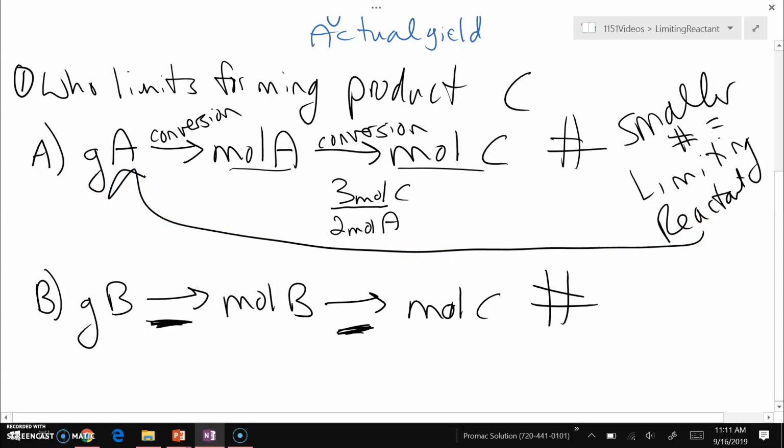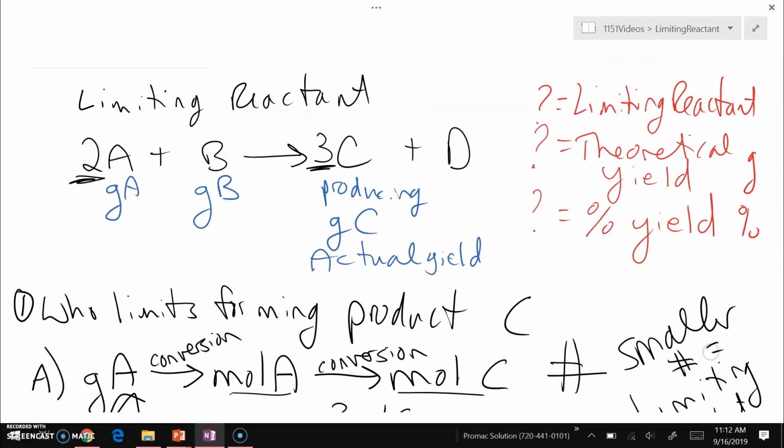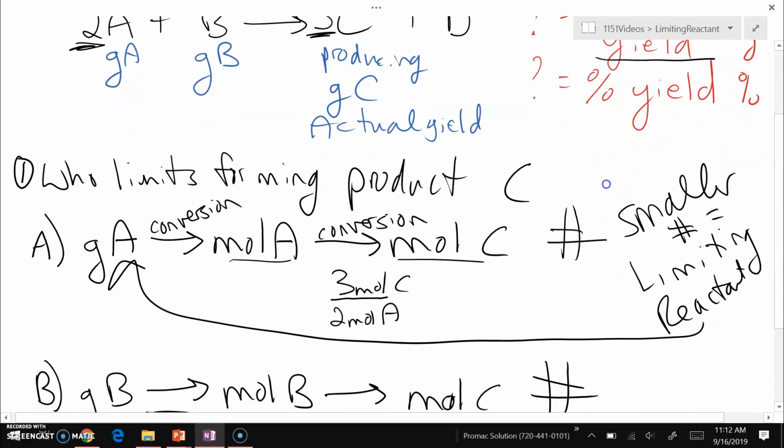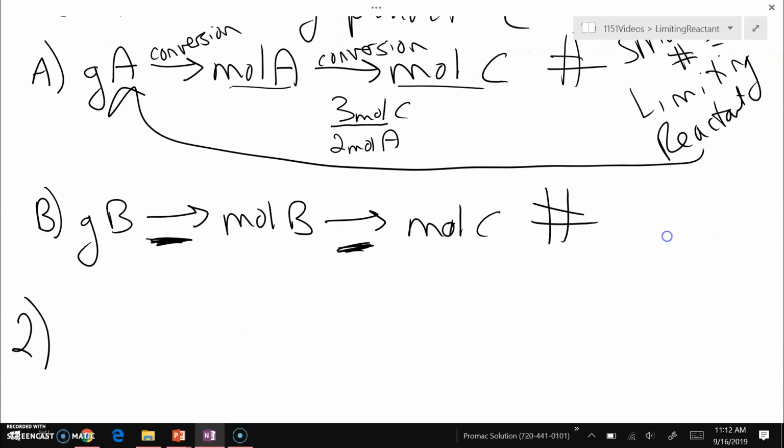Reactant A. Okay. So number 2, part 2, if we scroll back up, we need the theoretical yield. You must have part 1, in this case A, correct in order to solve for number 2.